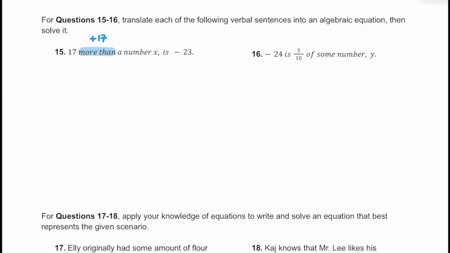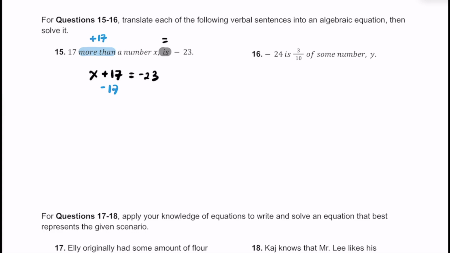Now, is is an important word in math. Is is always going to be representing equals in all the problems we're talking about here. So if we have 17 more than a number x, this is going to be written as x plus 17. It's 17 more than it. And that is negative 23. Okay, so this is our one-step equation.